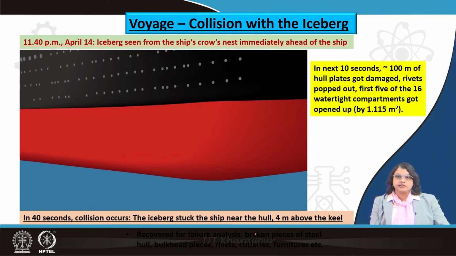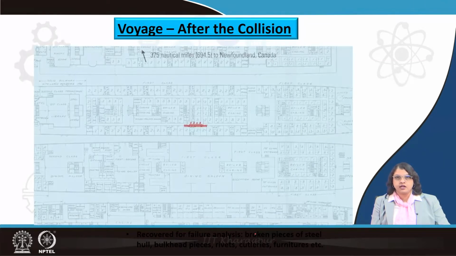So, you remember when I said that there were 16 watertight compartments meant to make the Titanic unsinkable. However, 5 of them got damaged, the rivets popped out and the hull plates opened, which means the water could gush in right away, and that is what happened.